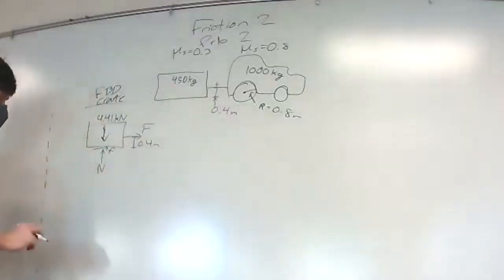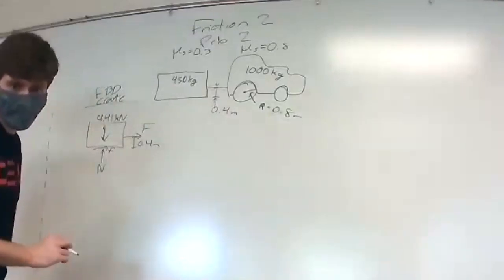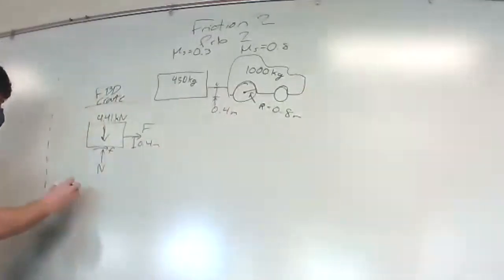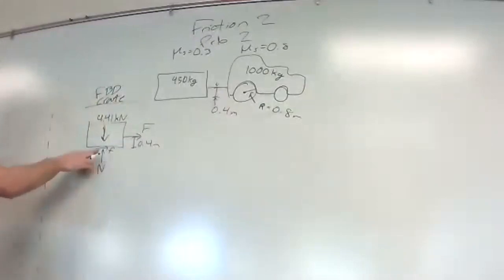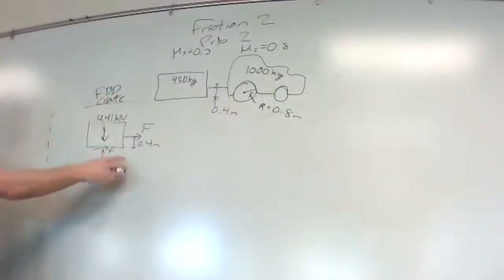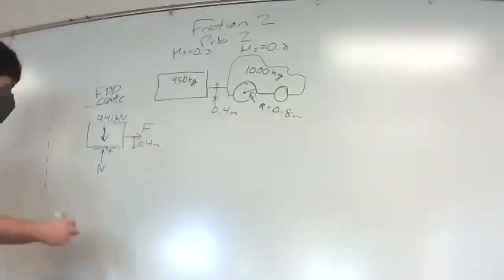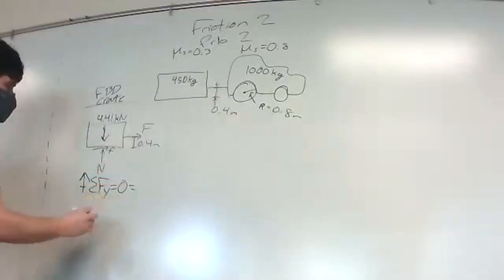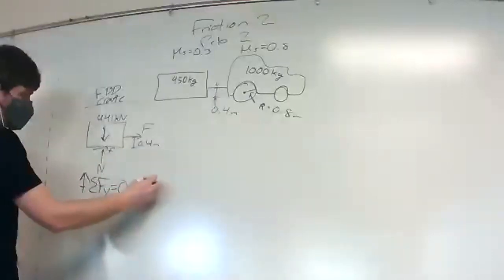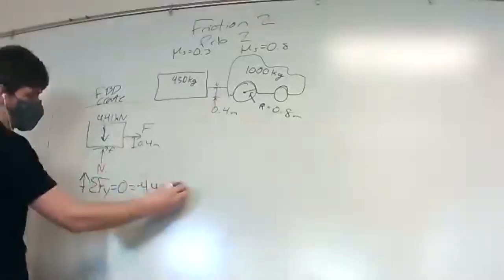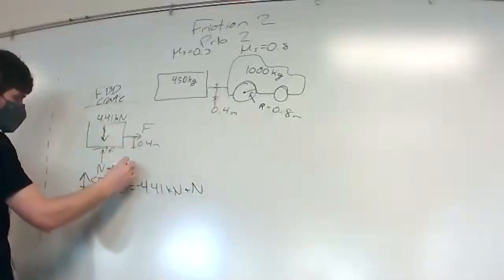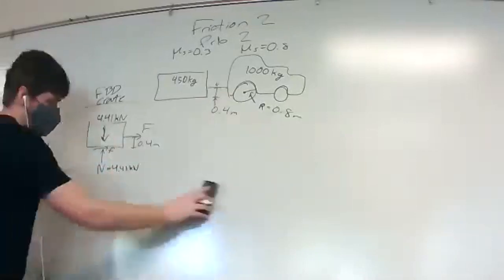So having this equation, my immediate thought was to take a moment at this point, but if we do that, you can notice that N, F, and the weight are all going to go away, and we will just have an equation equal to F. Well, this is going to be equal to minus 4.41 kilonewtons plus N. So we know that N is equal to 4.41 kilonewtons.